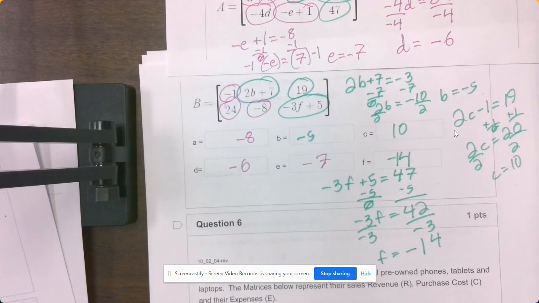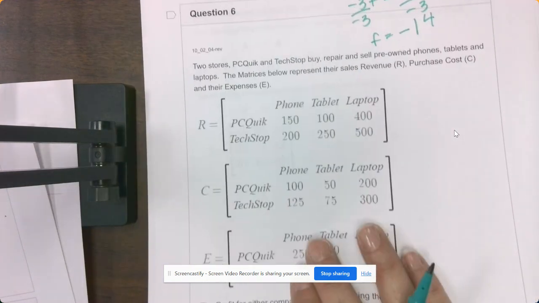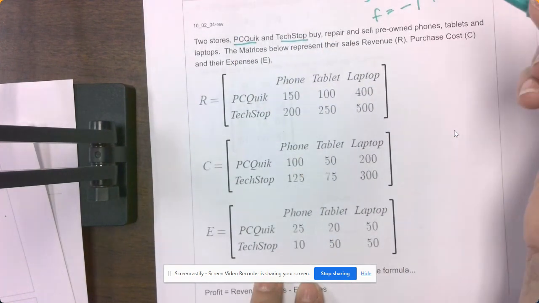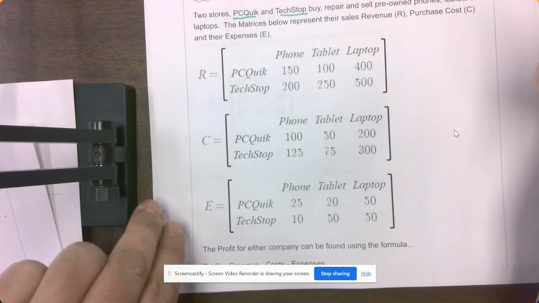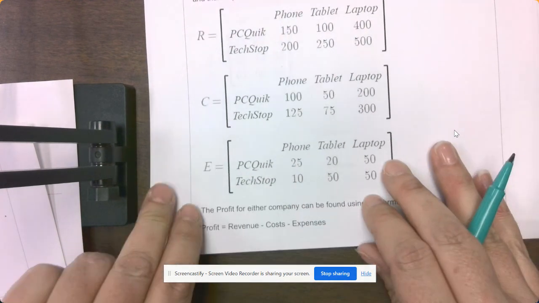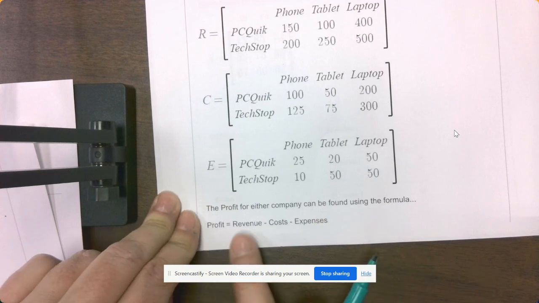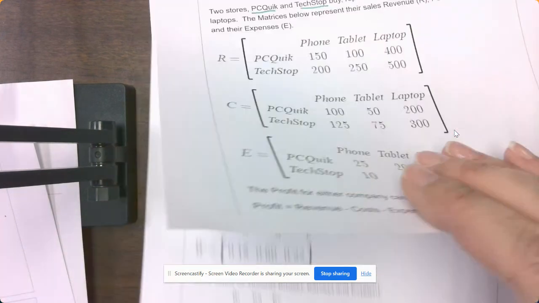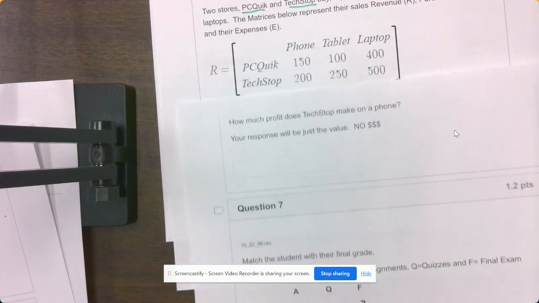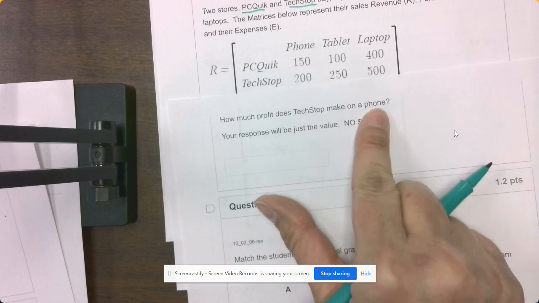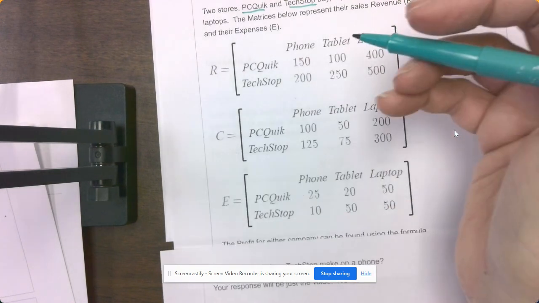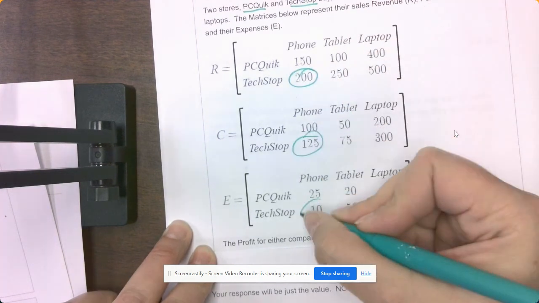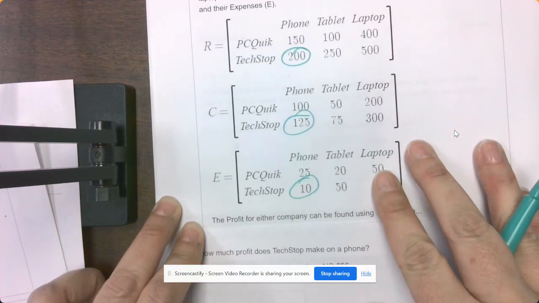Okay, we got our next matrices, 2 stores, PCQ and Tech Shop buys and sell repair free phones. Profit can be found using the formula profit, revenue minus the cost minus the expenses. Question for this. How much profit does Tech Shop make on a phone? Okay. So on a phone, so Tech Shop. Okay, so I'm looking at all those.